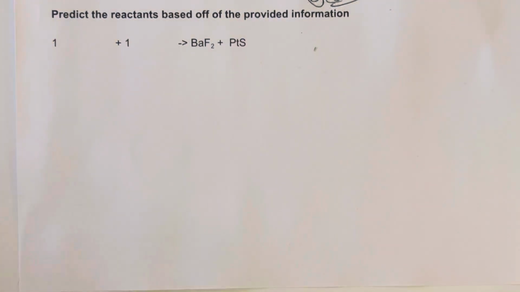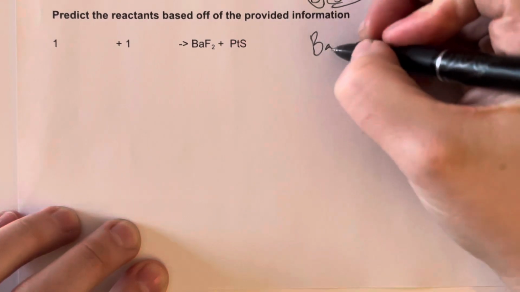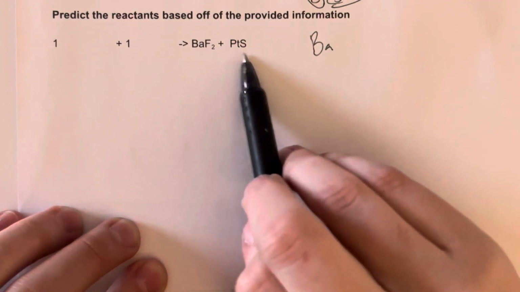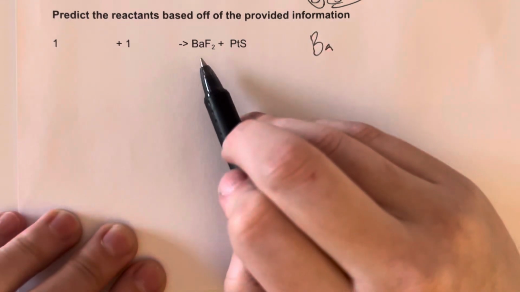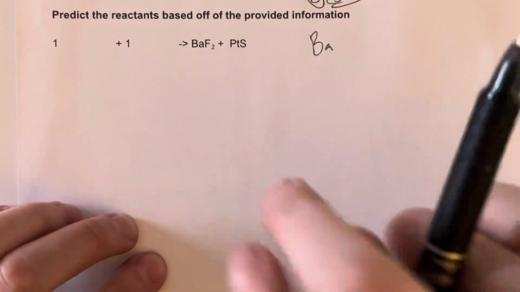Predict the reactants based off of the provided information. So I have 1 blank plus 1 blank goes to BaS, PtF2. So I can see that I am going to have something plus something going to a compound plus a compound. So this has to be a double replacement reaction, which means that I am going to be switching partners here.